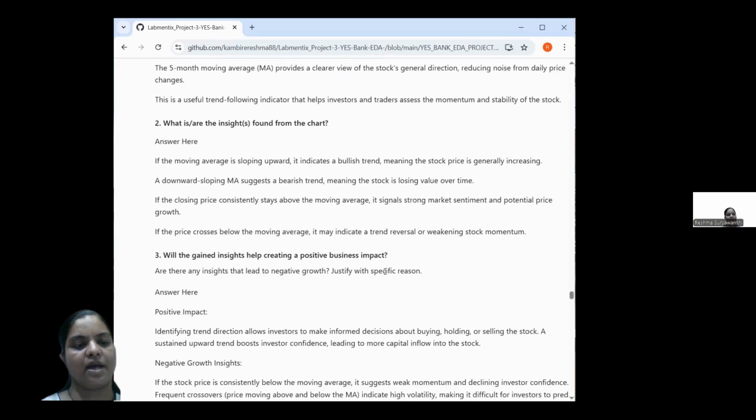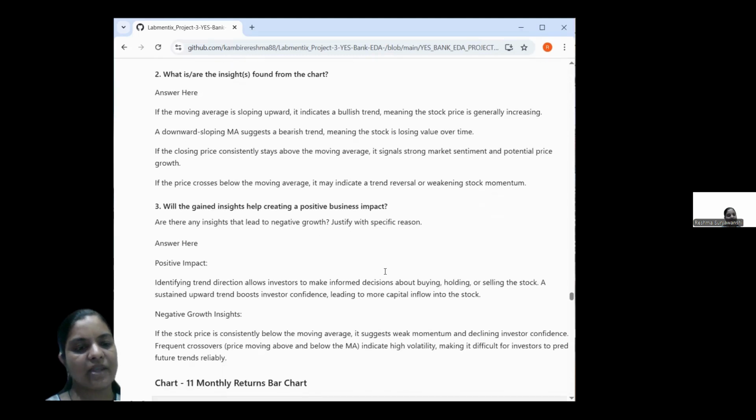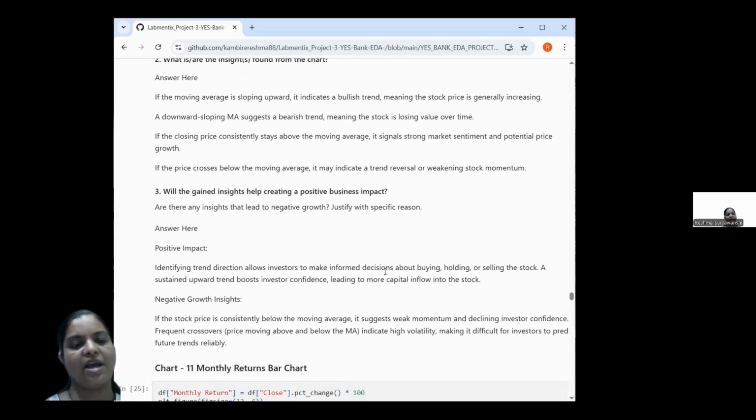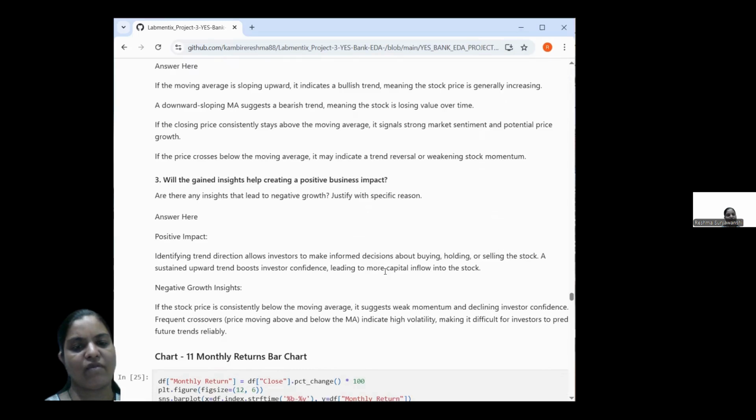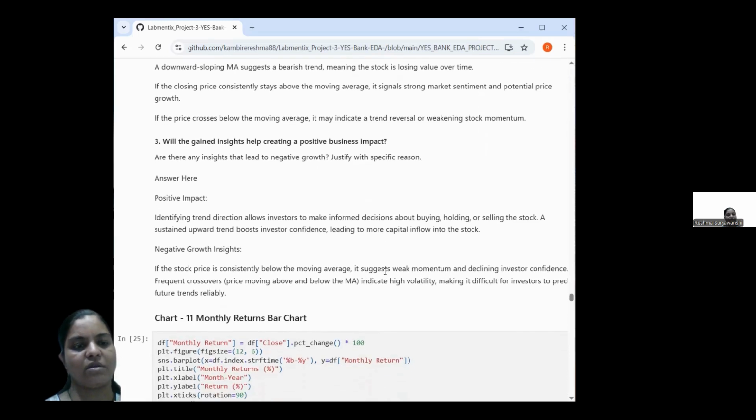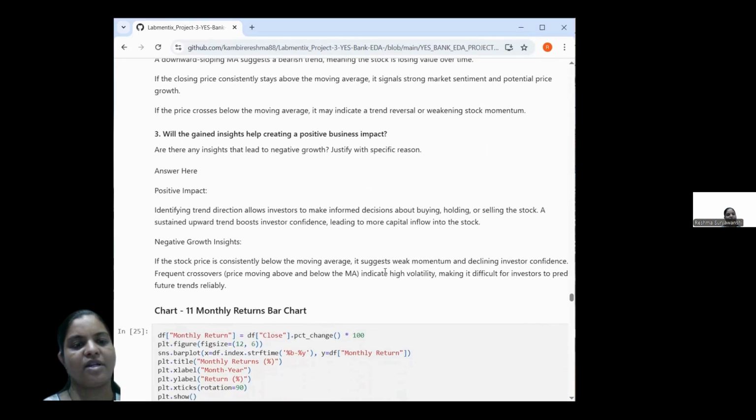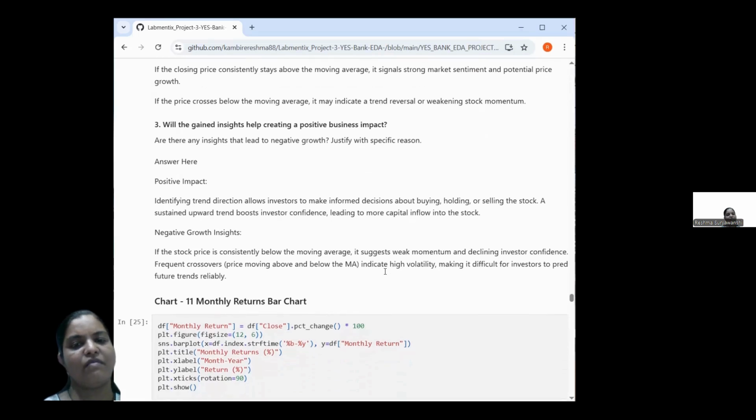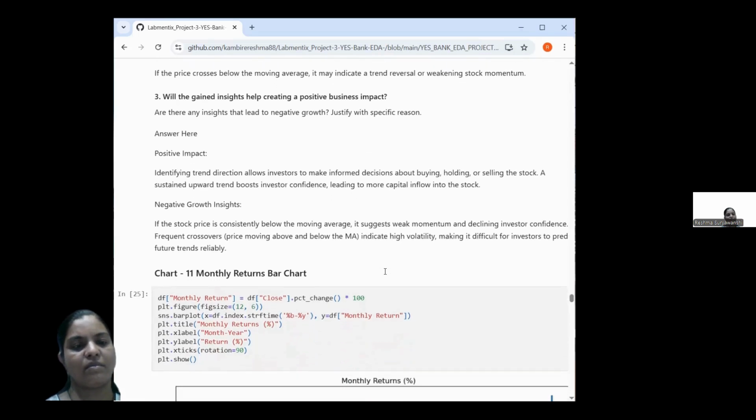Here, as there are any insights, identifying trend direction allows investors to make informed decisions about buying, holding, or selling the stock. A sustained upward trend boosts investors' confidence, leading to more capital inflow into the stock.